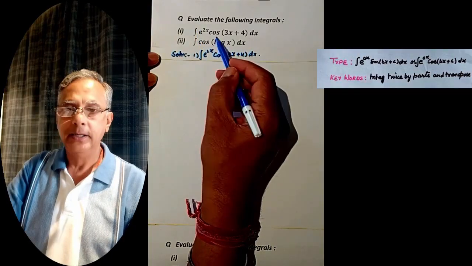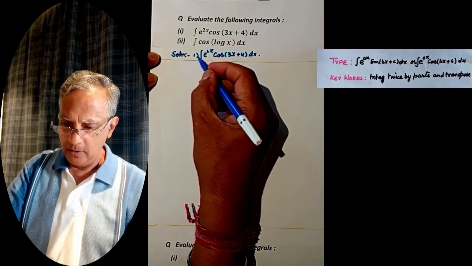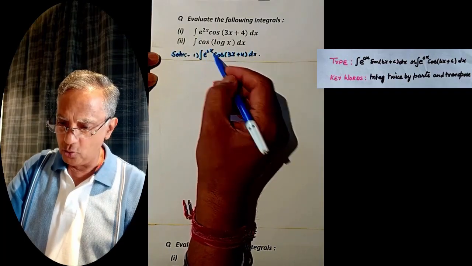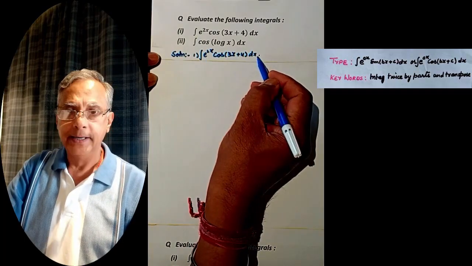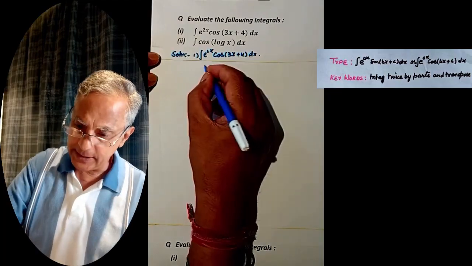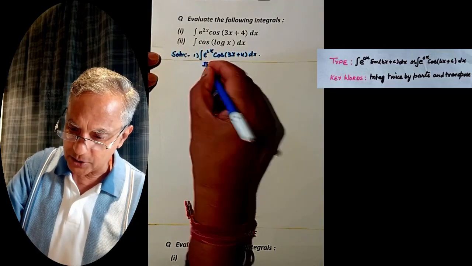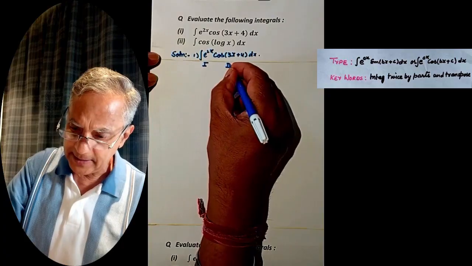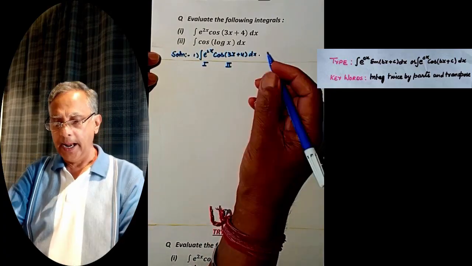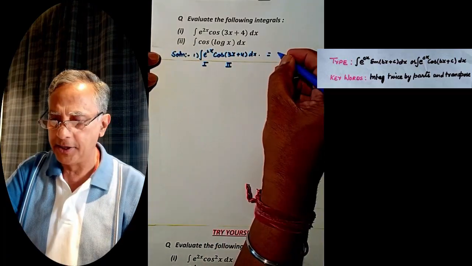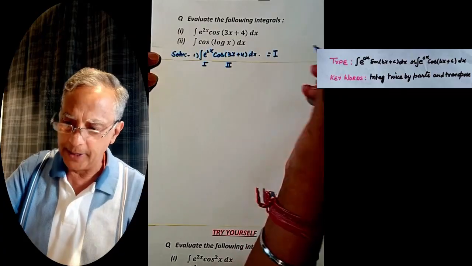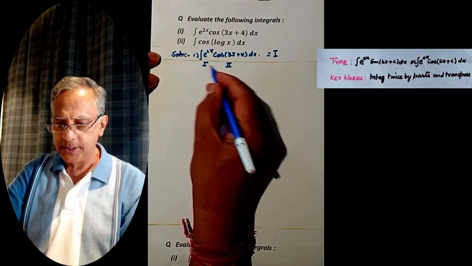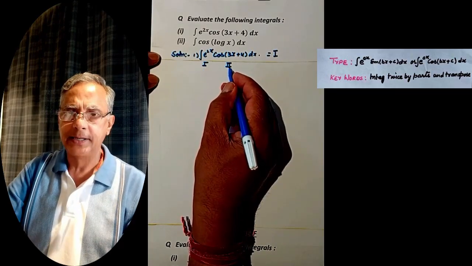We try the following questions. First is the integral of e to the power of 2x cos(3x + 4) dx. What we do is we regard e to the power of 2x as the first function and cos(3x + 4) as the second function and integrate it. Let this integral be equal to I.